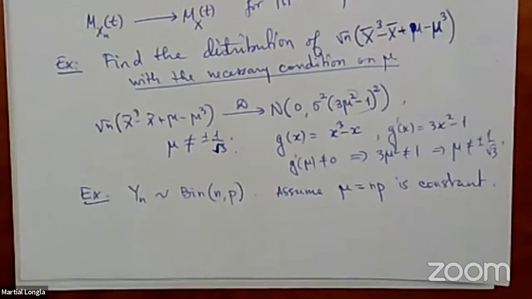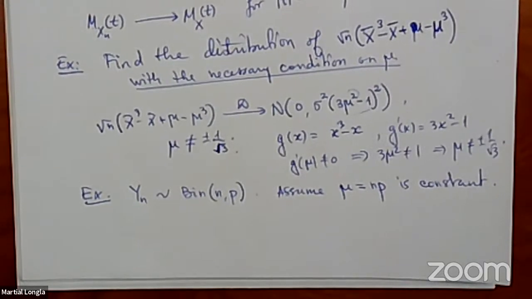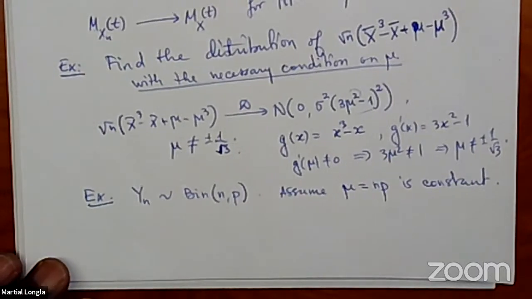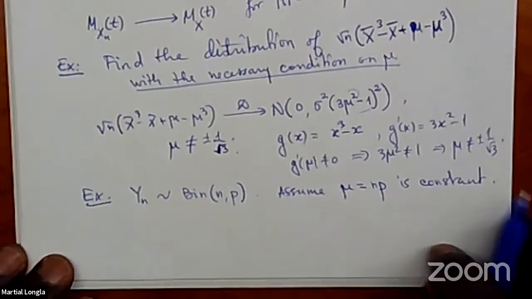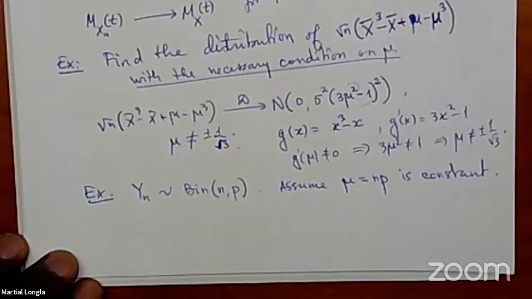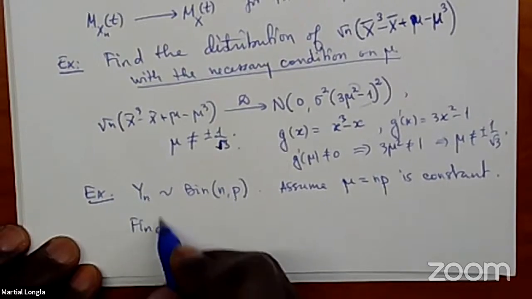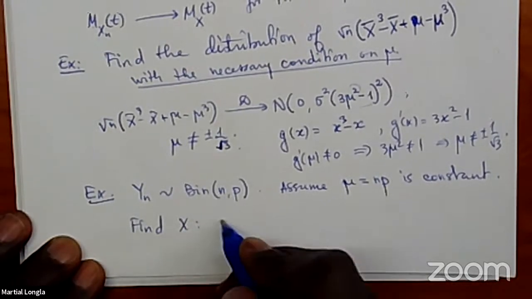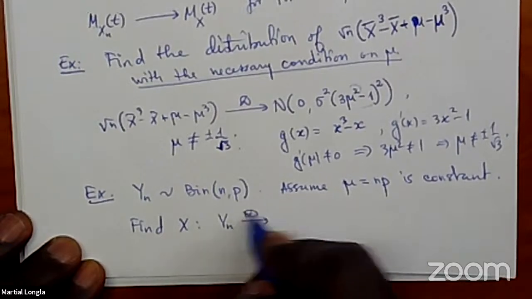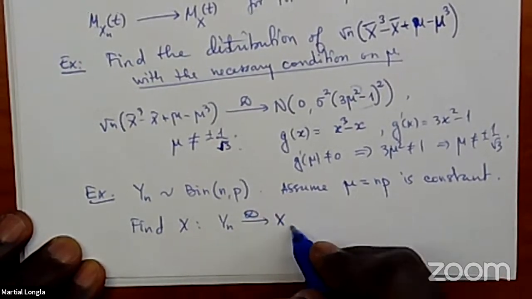Which technically means what? That p is a constant divided by n, right? So p itself changes. p is a function of n. That's what it means in this case. And so we want to find out what is the limit of the moment generating function. So find X such that Yn converges in distribution to X.